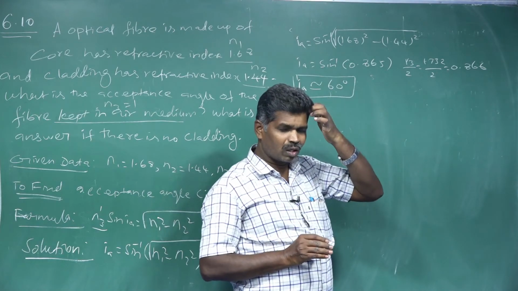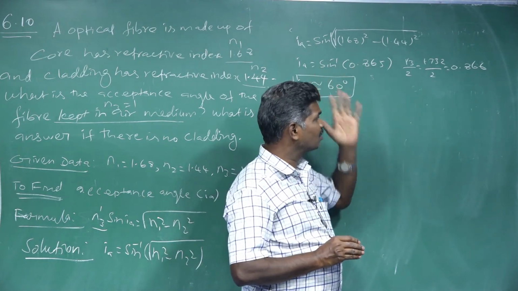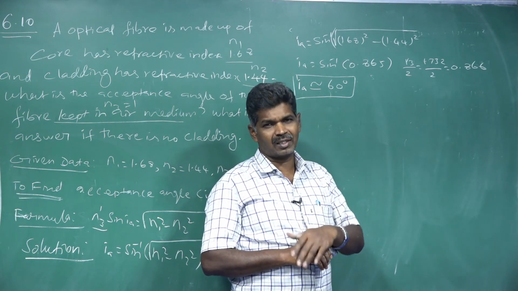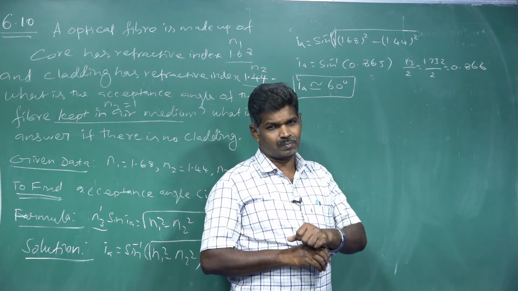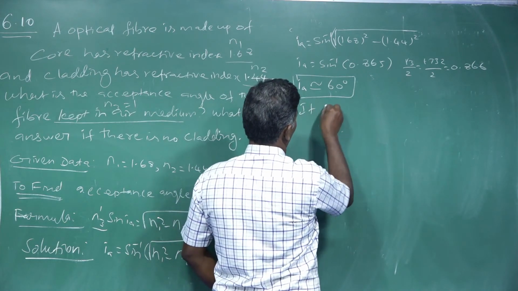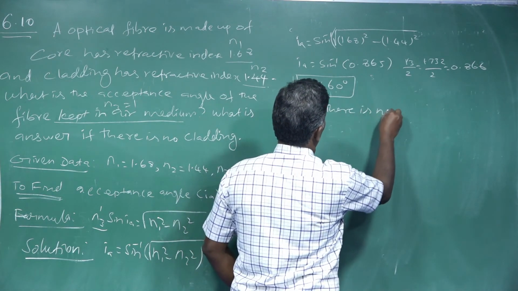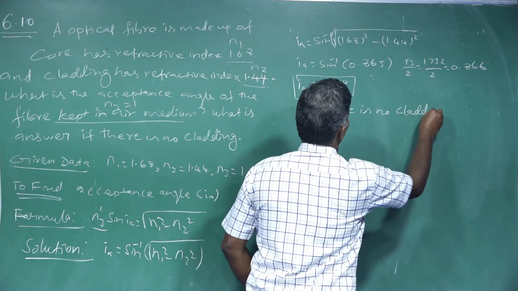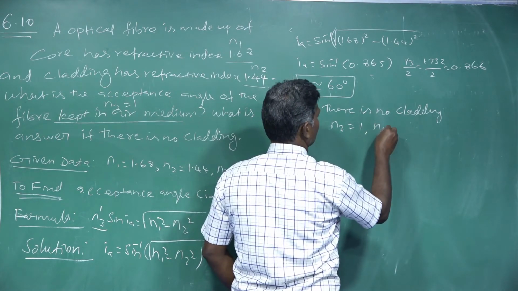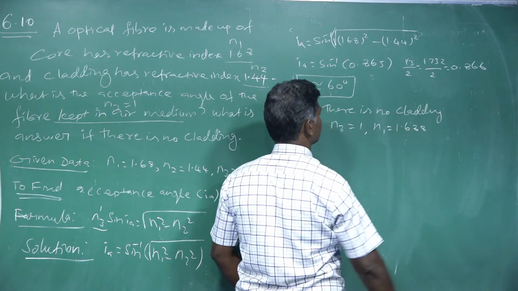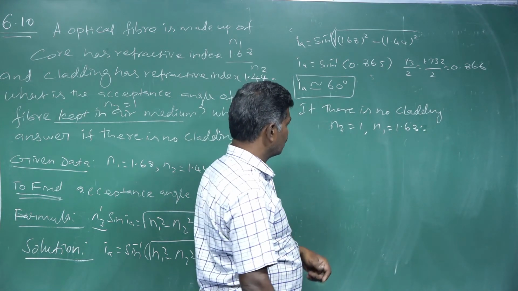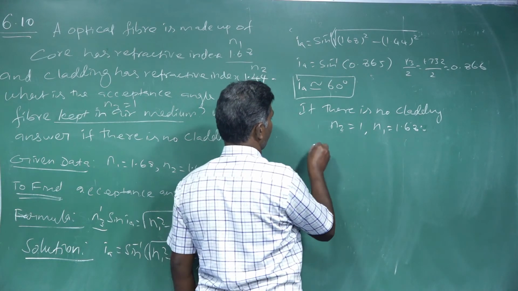The core and cladding refractive indices are these. Suppose we have core only, no cladding. For that condition, we can take n2 is equal to 1. If there is no cladding, then n2 is equal to 1 and n1 is equal to 1.68. Then we are going to calculate the acceptance angle.